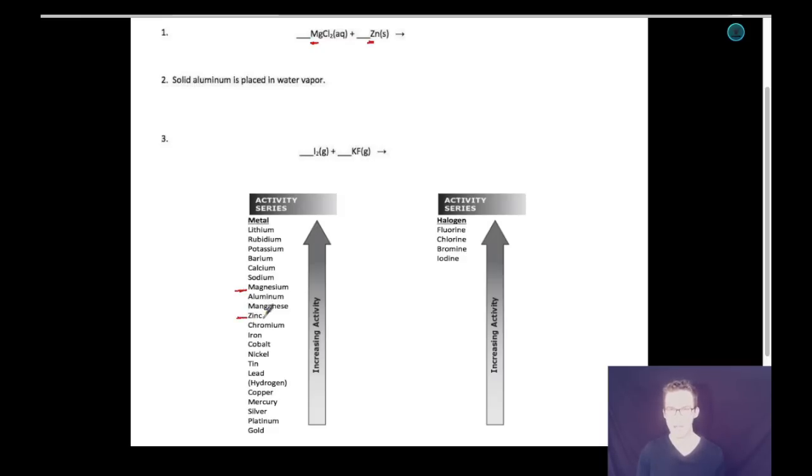So the question then becomes, is zinc active enough, or reactive enough, to replace magnesium? The answer is no. No reaction will happen. The zinc metal is not active enough to replace the magnesium in that compound. So no reaction is going to happen here.